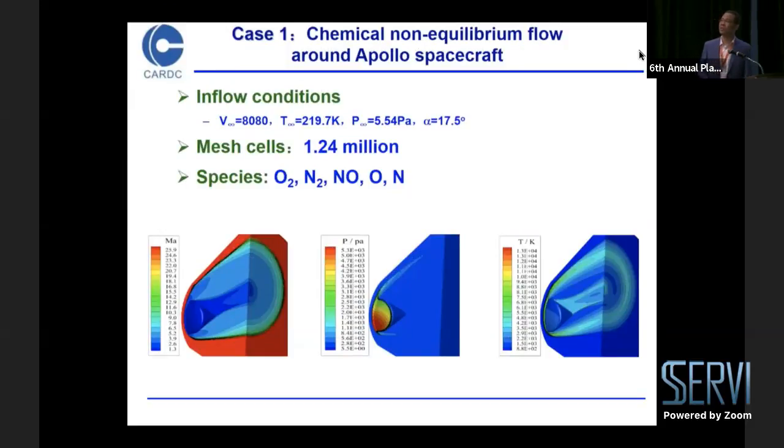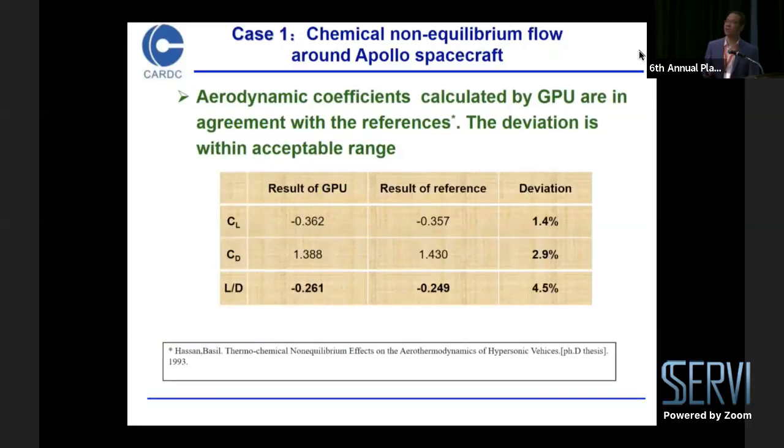Case 1, chemical non-equilibrium flow around the Apollo spacecraft. In the flow conditions, the velocity of the free stream is about 8 kilometers per second, and we use 1 million mesh cells and a 5 species air model. These figures display the Mach number contour, pressure contour, and temperature contour. We compare the aerodynamic coefficients calculated by GPU with the results in the reference. They agree well.